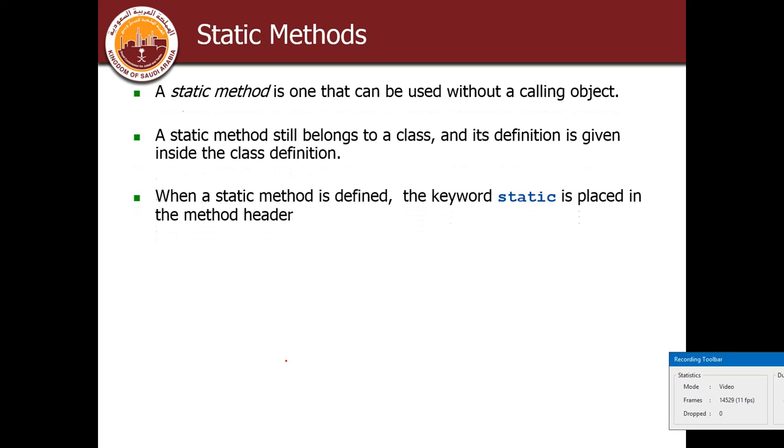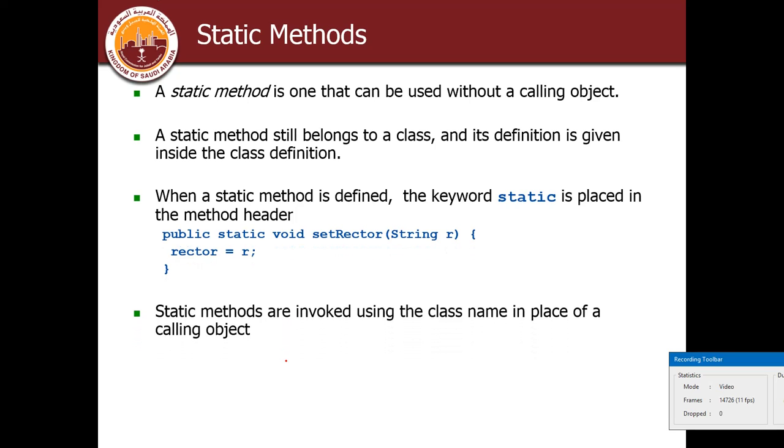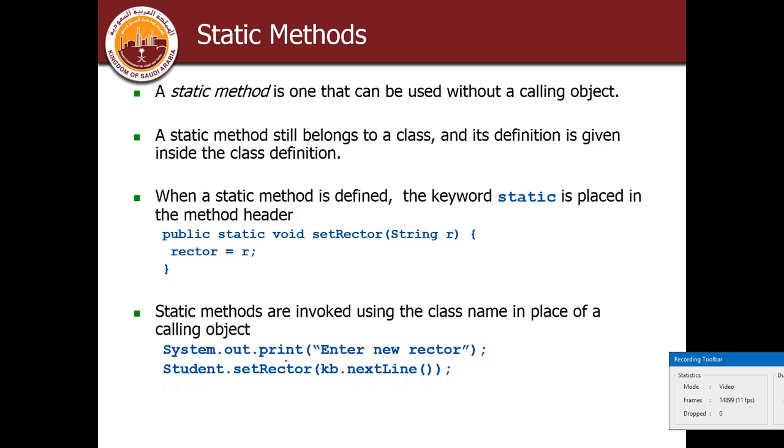Coming to the static method, it is one that can be used without calling an object. I just explained how to make a static method and how to call a static method. A static method belongs to a class. Its definition is in the class definition. When a static method is defined, the keyword static is placed in the method header. Static methods can have a return type, or they can be void. The one that I prepared in the demo has a return type. Static methods are invoked using the class name instead of the name of the object. So they can be used by just the name of the class.